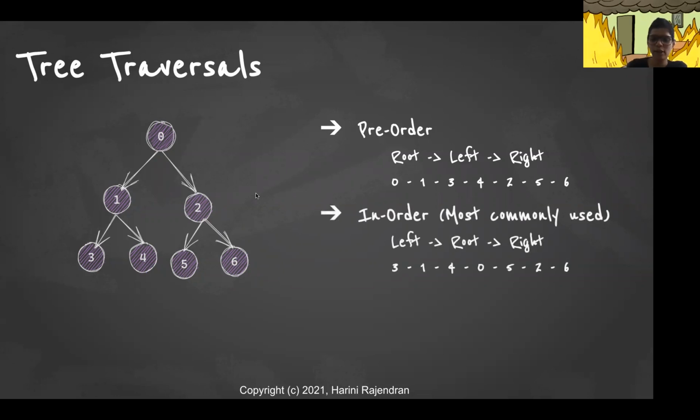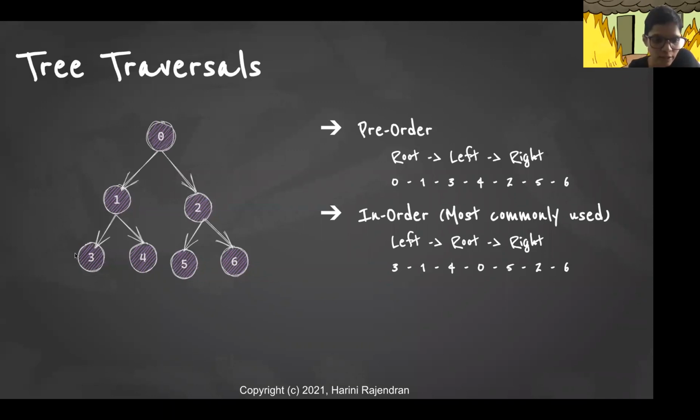Next is the in-order traversal. This is the most commonly used traversal in a tree. So in in-order traversal, we'll first traverse the left subtree, then we'll visit the root, and then we'll traverse the right subtree. For example, if you take this tree, its in-order traversal would be, we'll first have to do an in-order traversal of the left subtree, which is 1, 3, and 4.